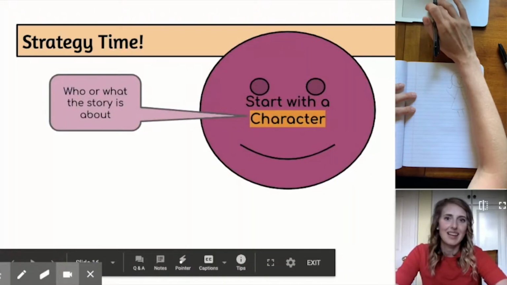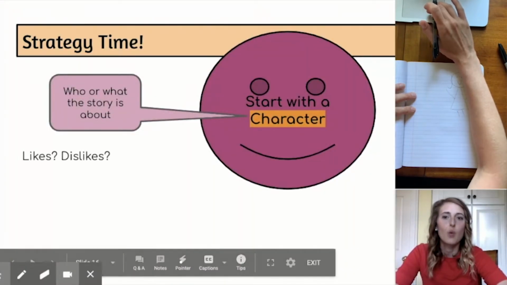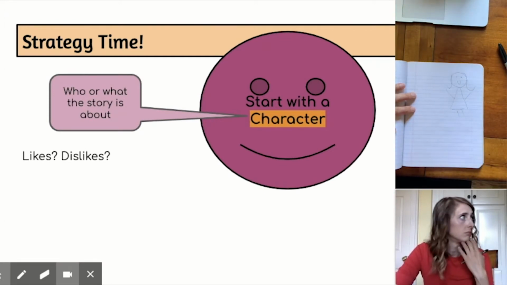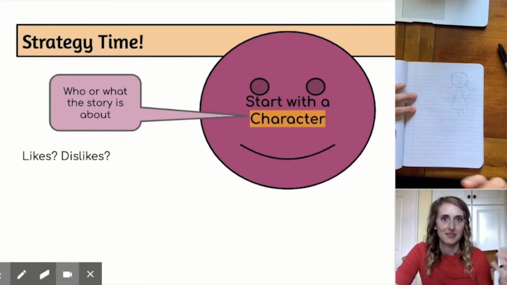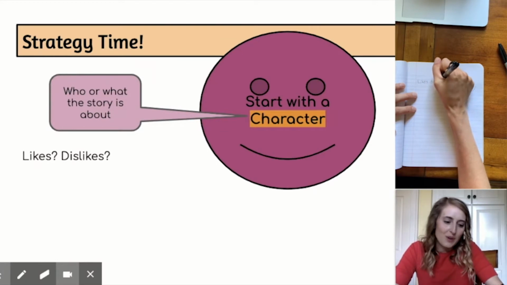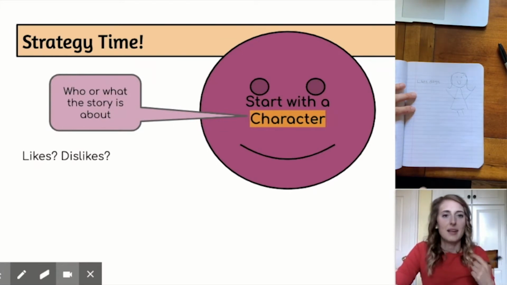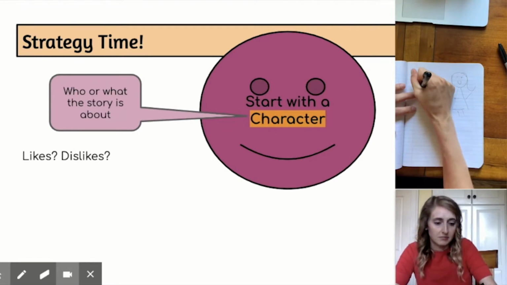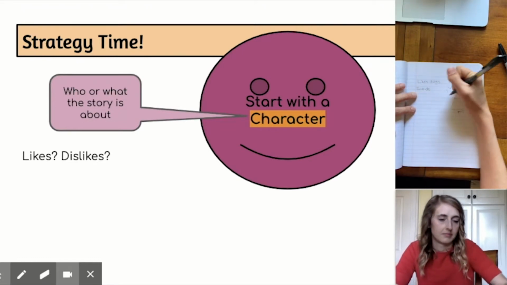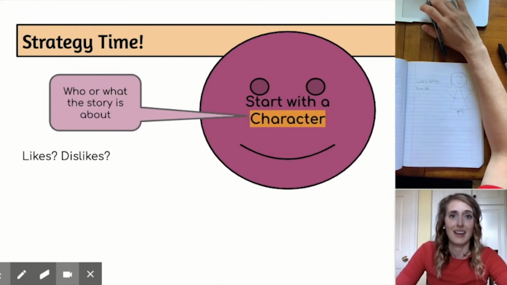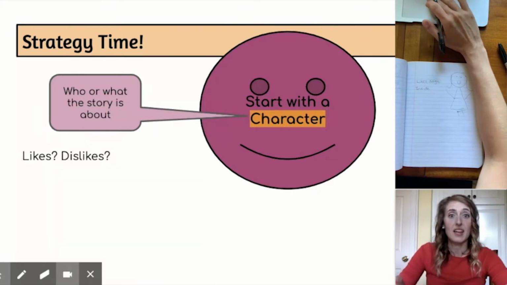Now I'm going to think about my character. What does she like or dislike? Well, what do I like? I like dogs. Maybe she likes dogs too. And what else? I like to spend time outside, but maybe she prefers to be inside. Writers, do you see what I'm doing? I'm thinking about what I like and comparing that to my character. You can do the same thing.